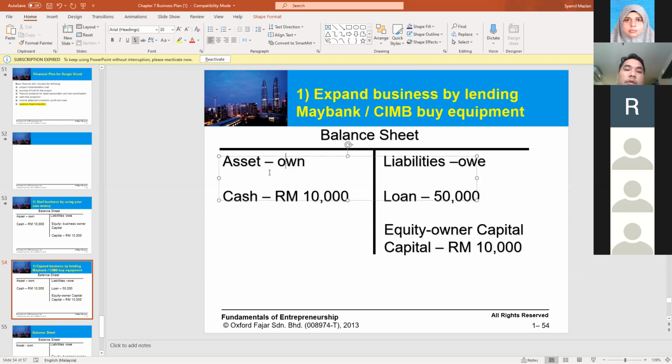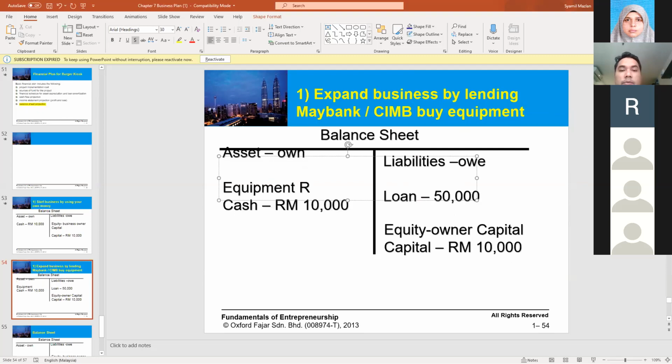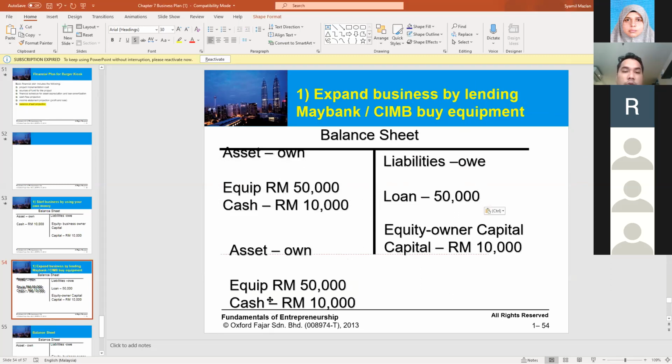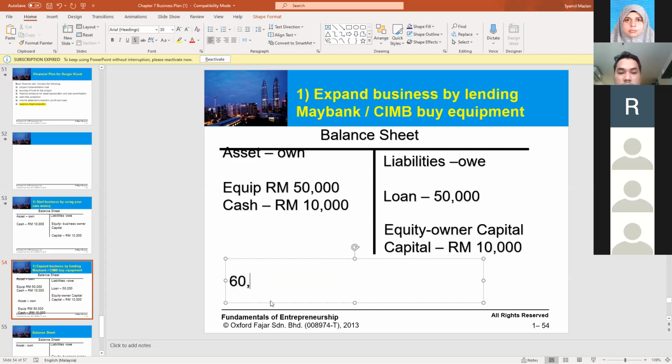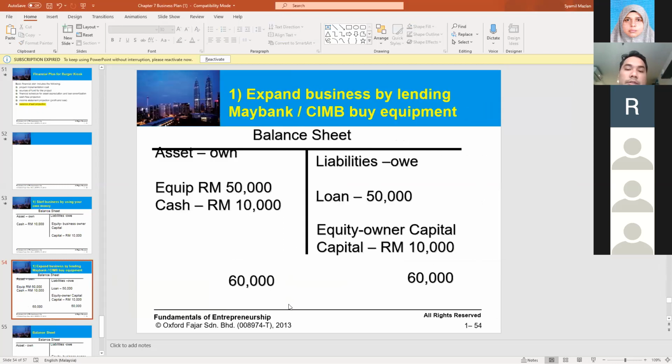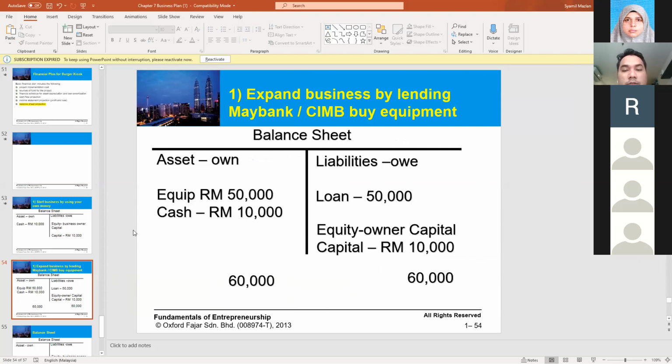So what happened to your asset? Your asset will increase because you buy equipment. You buy a stall, the price is 50,000. So this is the concept of the double entry. When you are increasing the asset, you are also increasing the liability, 50,000, and this is also 60,000. Do you understand what we call a balance sheet, guys?